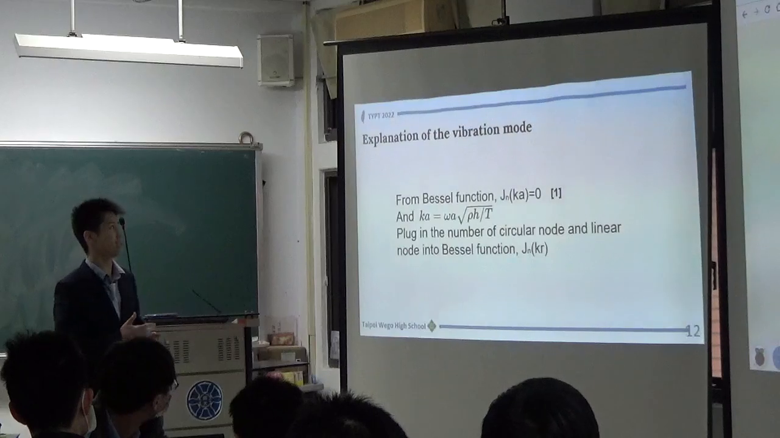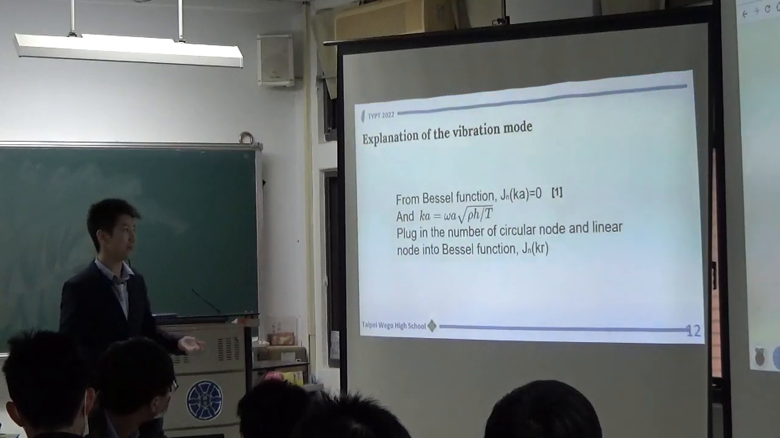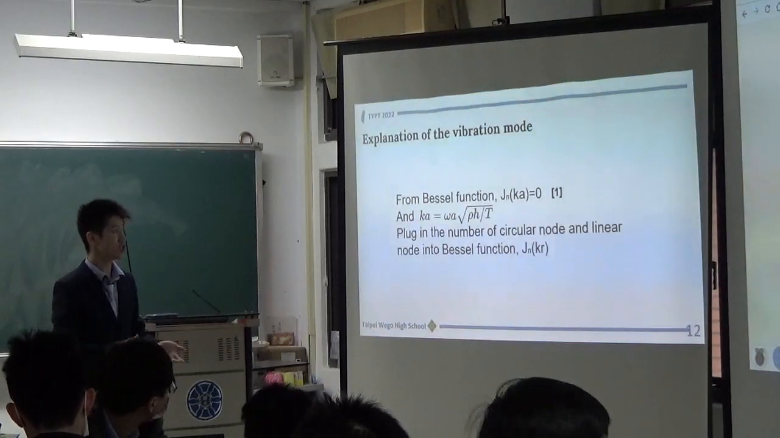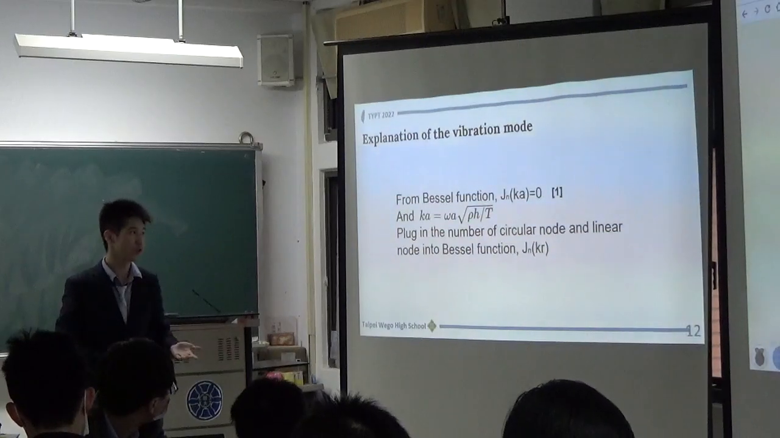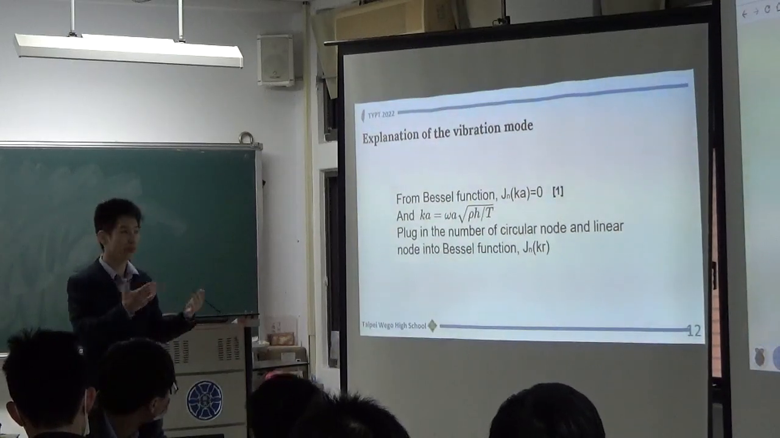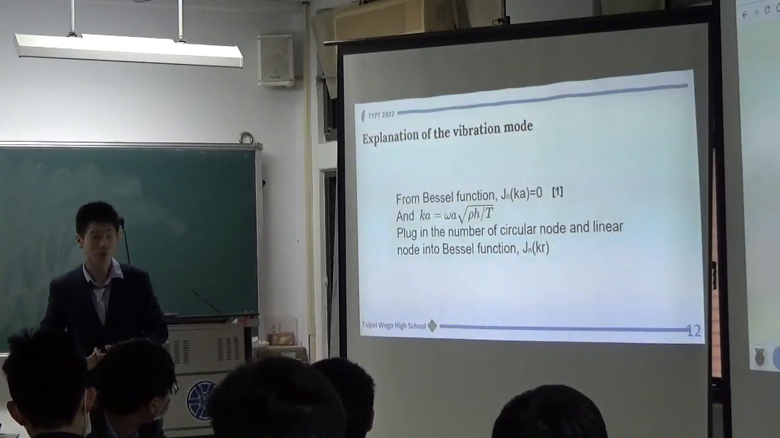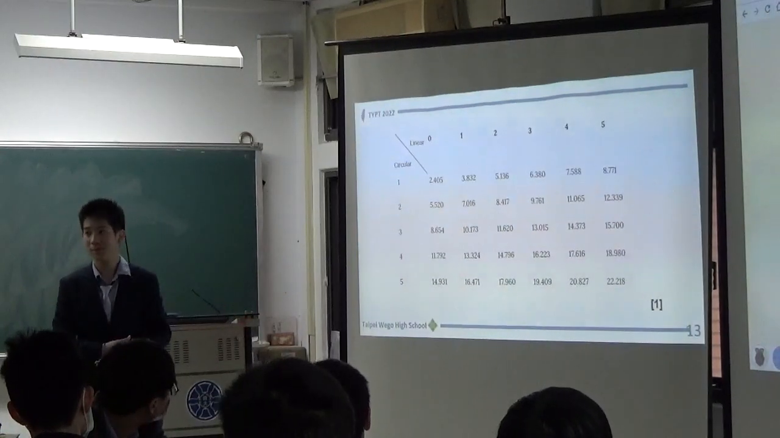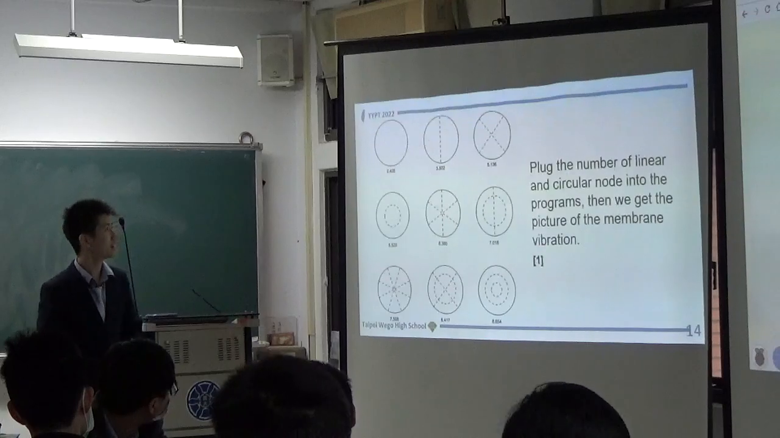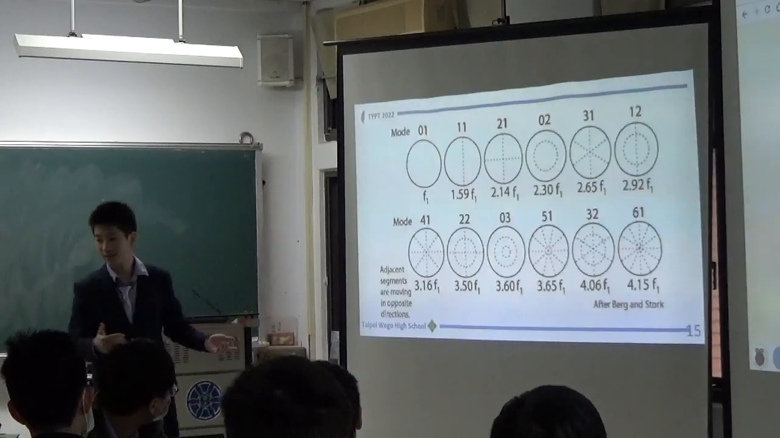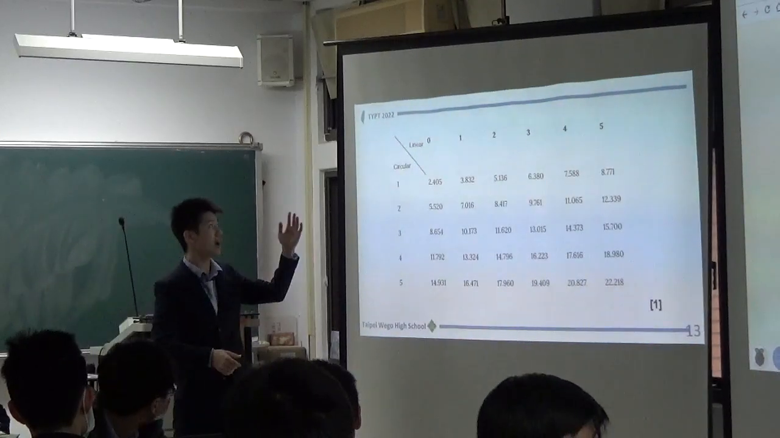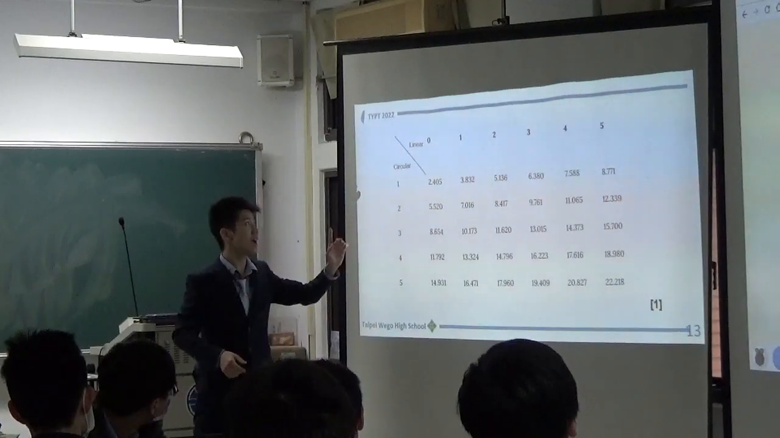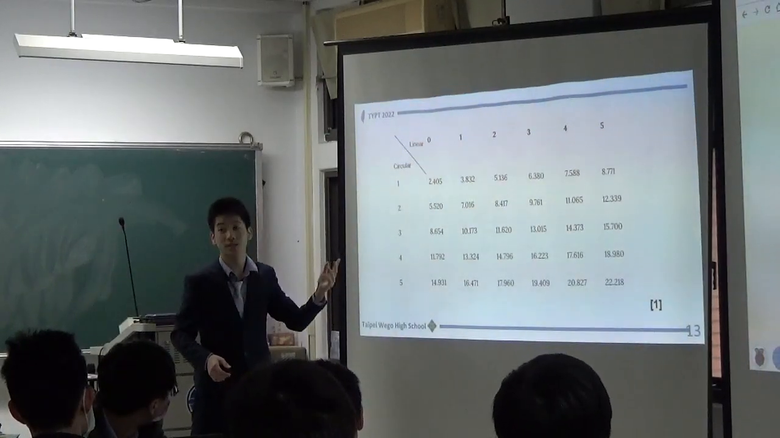So first we want to explain the vibration mode, and we use the Bessel function. So with the Bessel function, when we plug in the number of circular node and linear node into it, and we put the function into a computer program, we can get the following numbers. This is the resolution for Bessel function. And so for example, if we have one linear mode here and one circular mode here, we get 3.832.